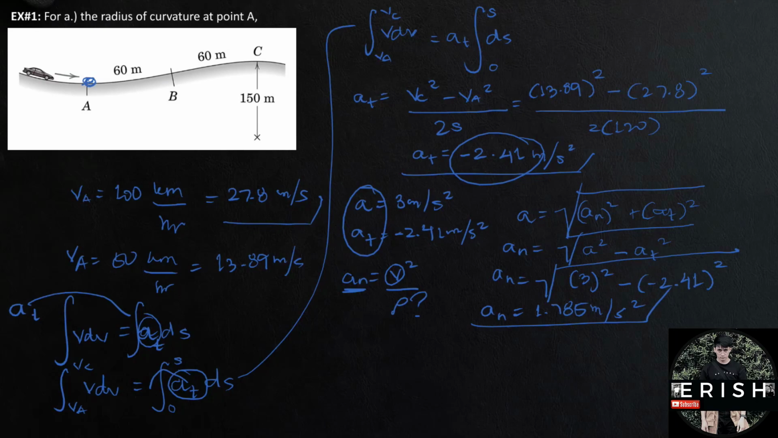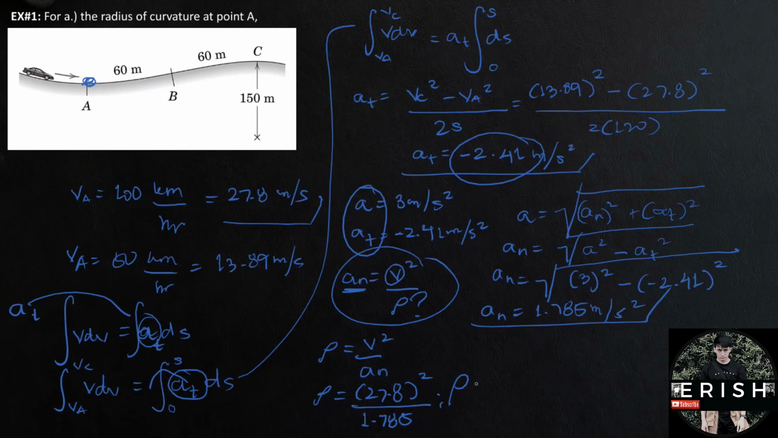Ang hinahanap natin is the radius of curvature, and using finally this formula, rho is equal to V square over AN. Rho is equal to, ang V square natin, ang velocity natin na gagamitin ay yung nasa point A of course, velocity at point A, 27.8 meter per second quantity square over ang AN natin na 1.785.